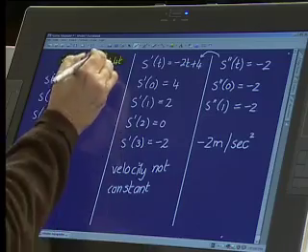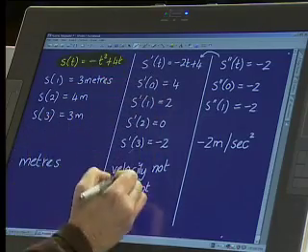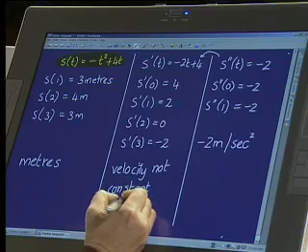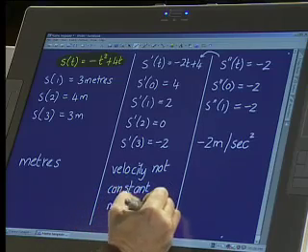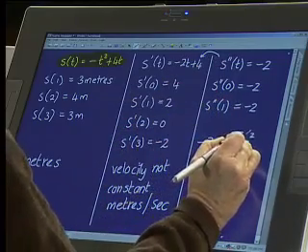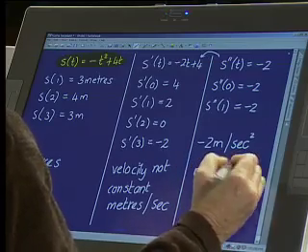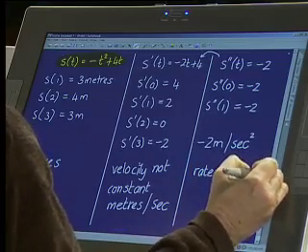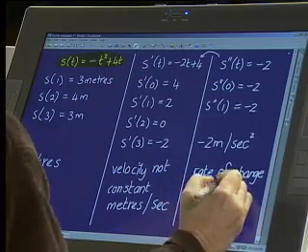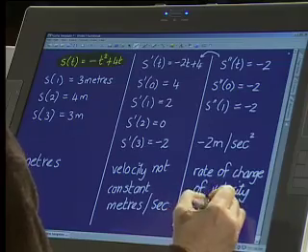Notice, please, that your distance is in meters. Your velocity, or your first derivative, is always in meters per second, but your acceleration is in meters per second squared, because it is the rate of change of velocity with respect to time.